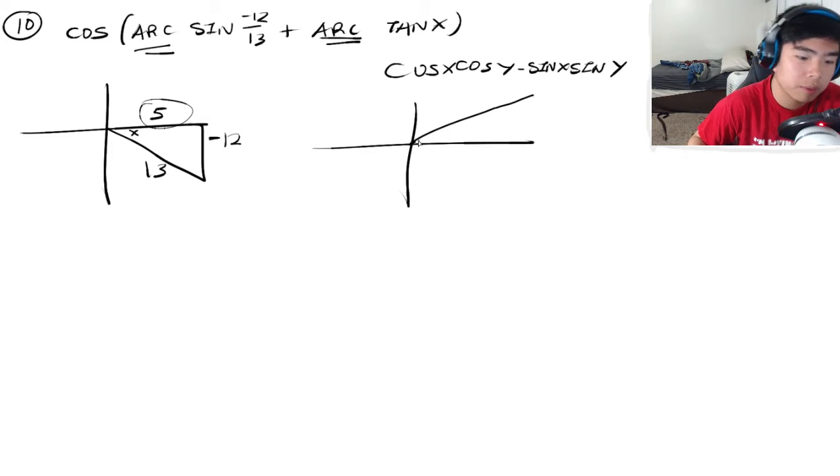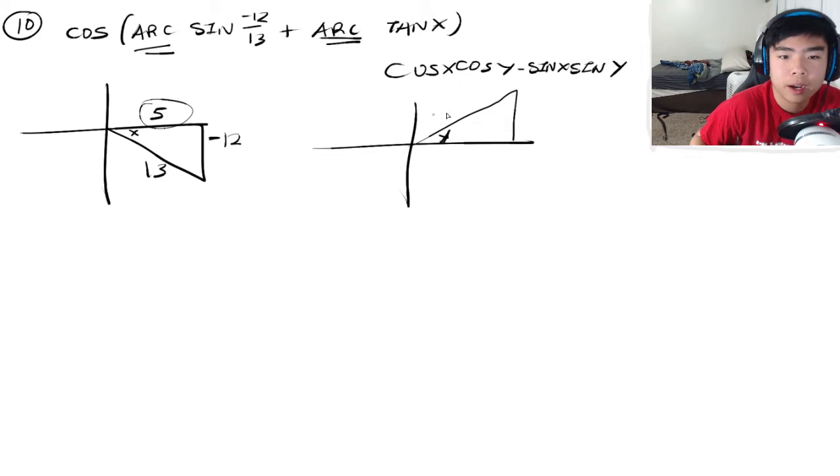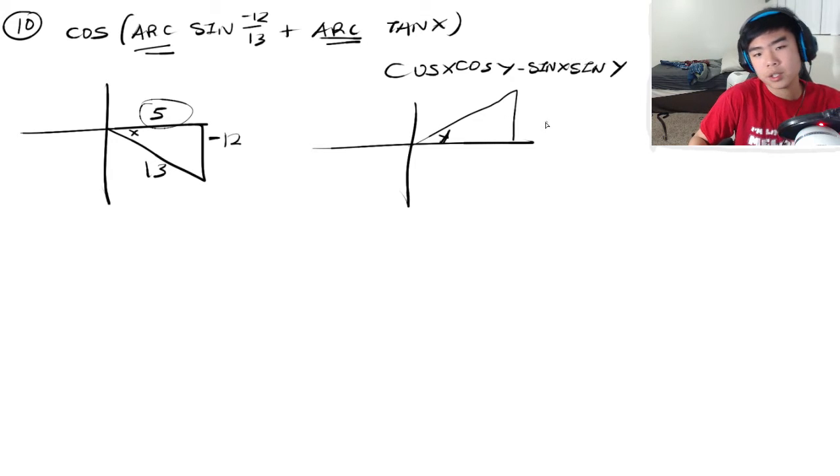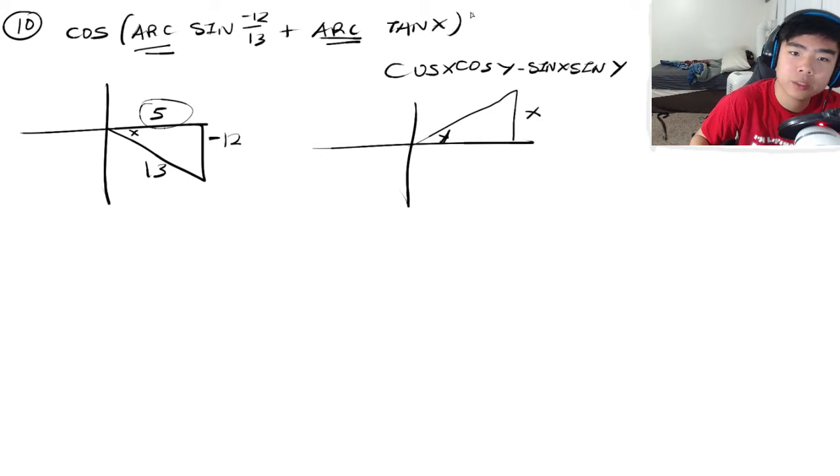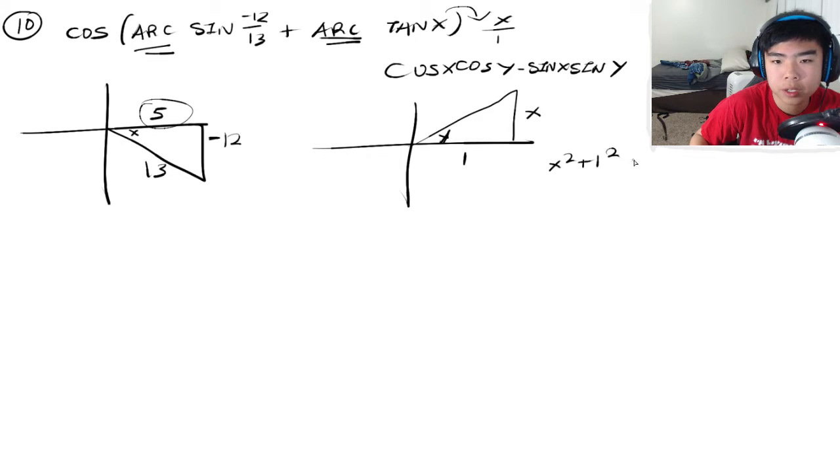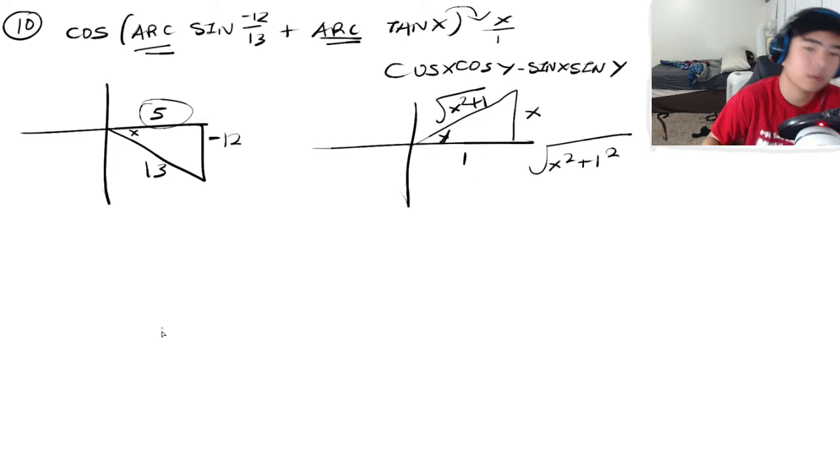Holy, I'm drawing really bad lines like that. I'm just gonna call this y, even though this is that. So we're gonna call this x right here, and we're gonna call this thing y. So tangent of x, tangent is opposite over adjacent. So opposite would be x over 1, right? So x opposite and adjacent 1. So hypotenuse has to be x squared plus 1 squared, and then square root it. 1 squared is just 1. So you get the square root of x squared plus 1.